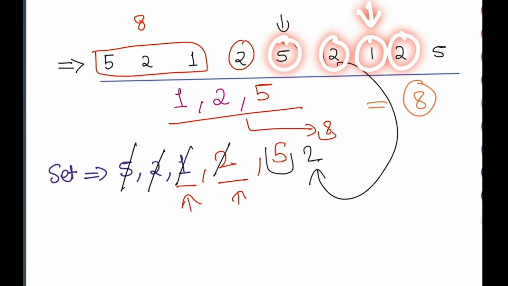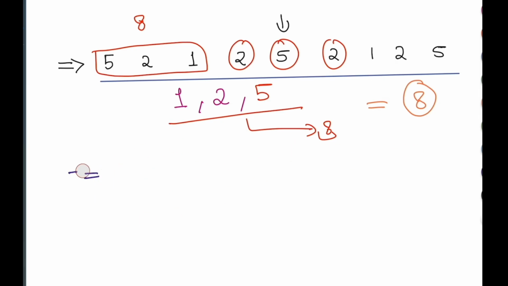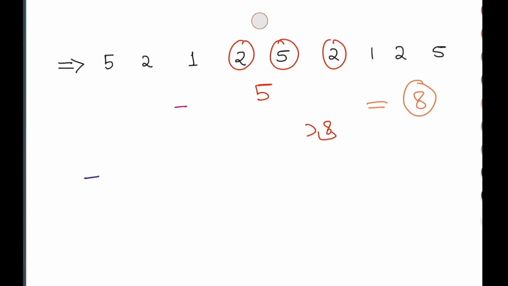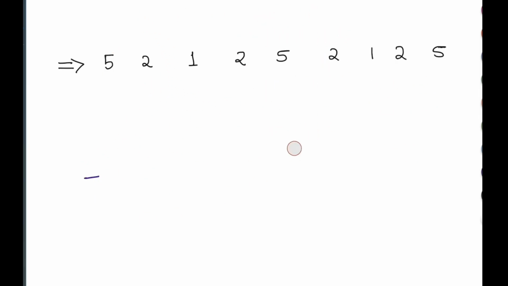Then again we will start from 1, then 2, then 5. So this is the usual process we will follow. We are basically using two pointers to solve this particular problem, and I will tell you how. There will be two pointers, a pointer left and a pointer right. So as of now the subarray is 5.